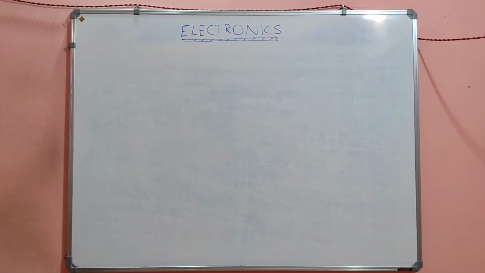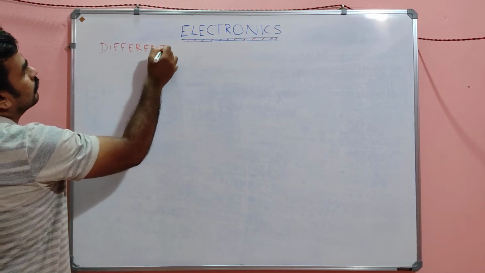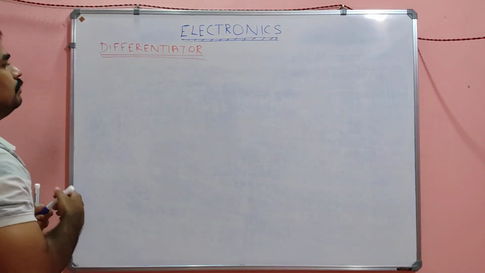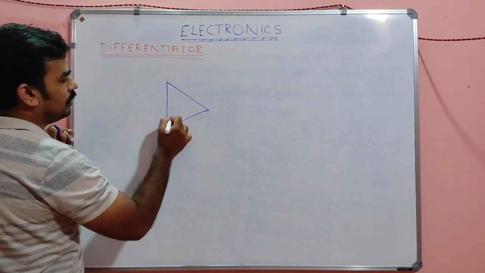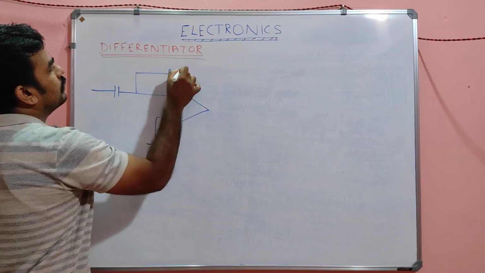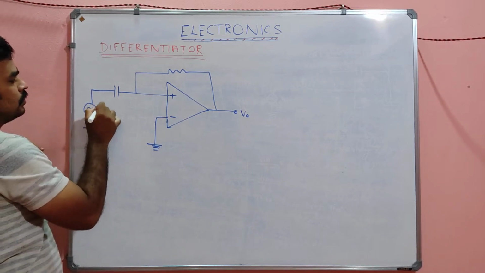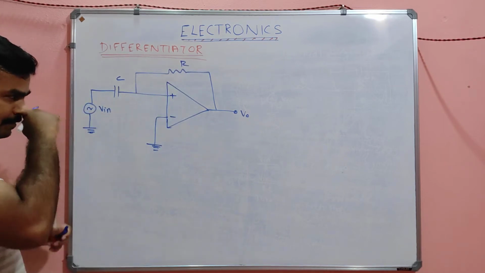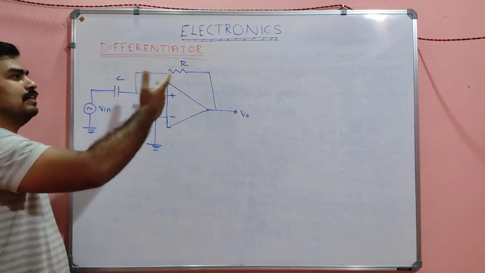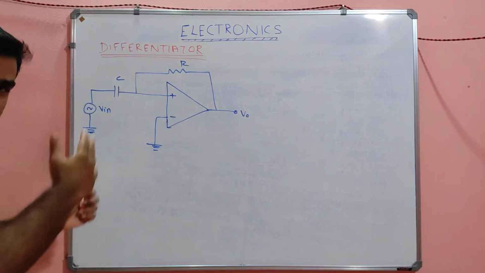Differentiator. Only a minute change in the differentiator circuit, my dear. I will draw this. Only a minute change there. The capacitor will be there and a resistor will be there. That's all. V input, and this is VC and this is V out. That is the only difference. So if you know the integrator, you can easily just replace this R with C, that's all. Interchange R and C, simple.